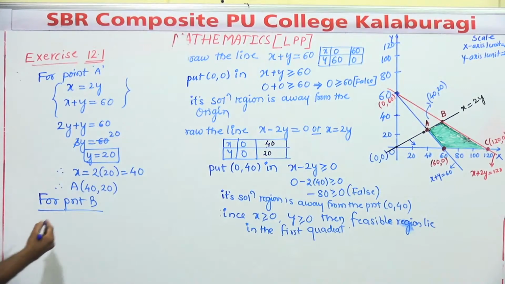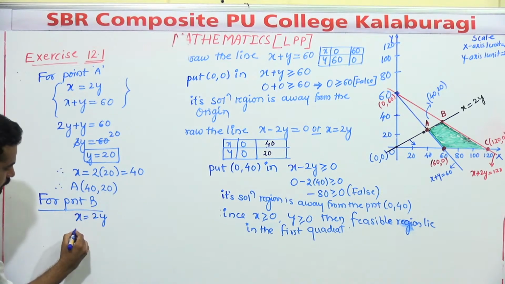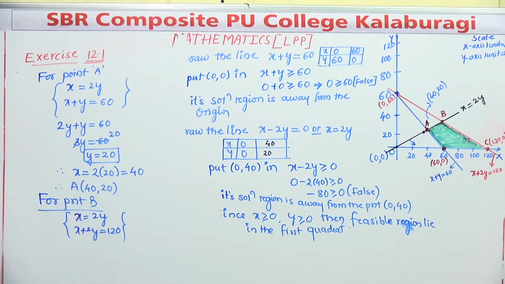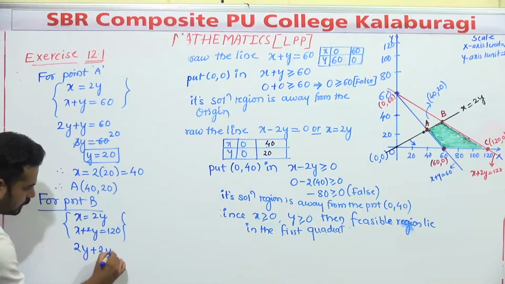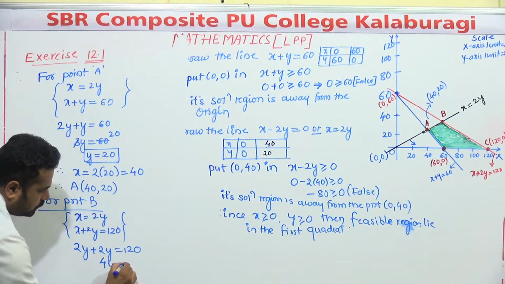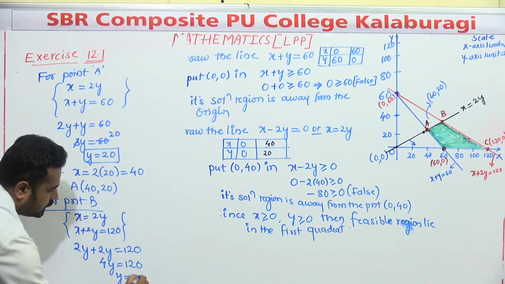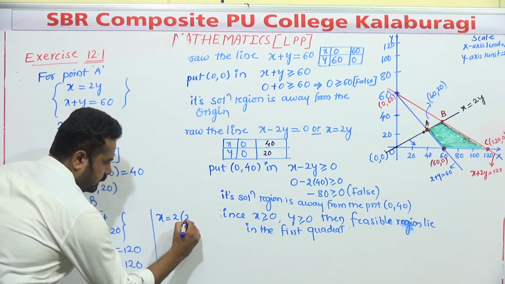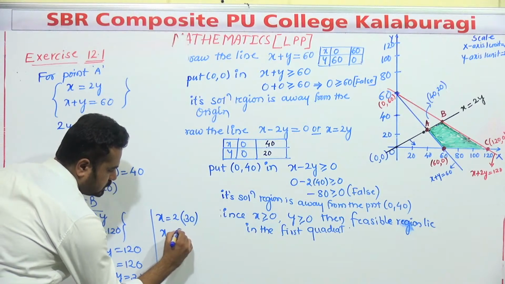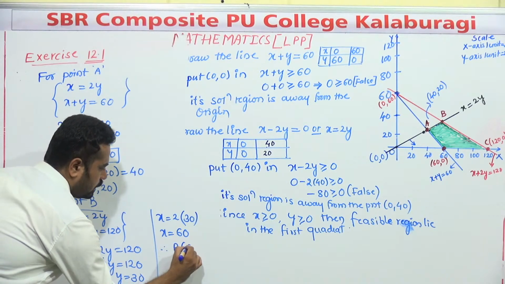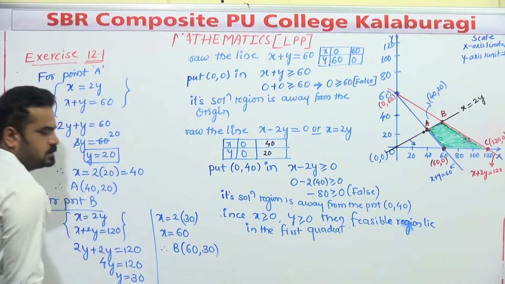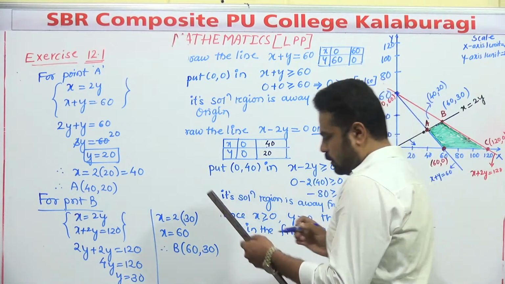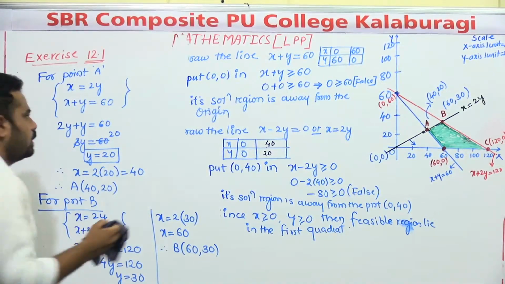For B, we have to solve two equations: x is equal to 2y and x plus 2y equal to 120. Take this x value and substitute in the second equation. 2y plus 2y equal to 120, this is 4y equal to 120, so y equal to 30. We got the y value. Next, what is our x value? x is equal to 2 into 30. Therefore, x is equal to 60. Therefore, the coordinates of B are 60, 30. Now, we got all the corner points.